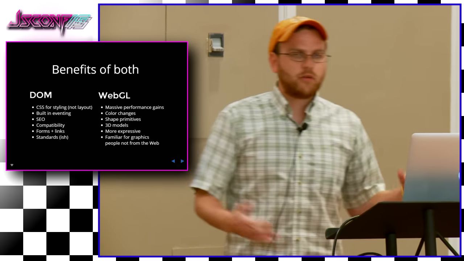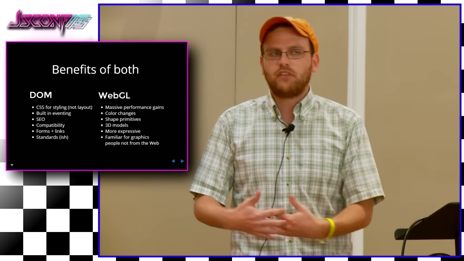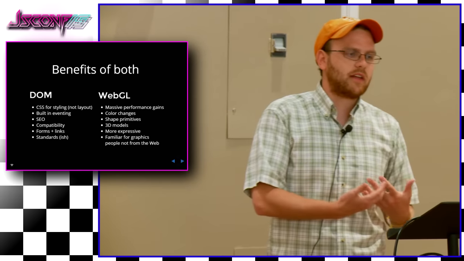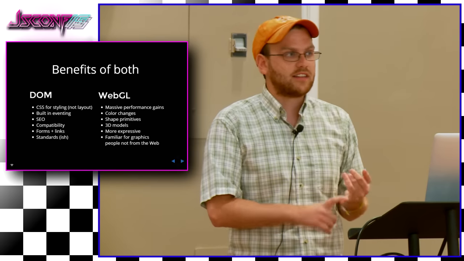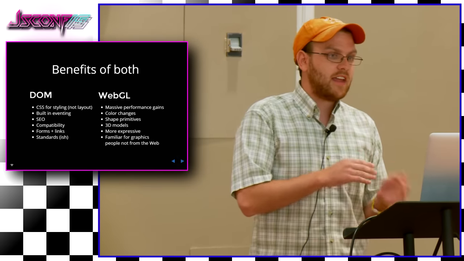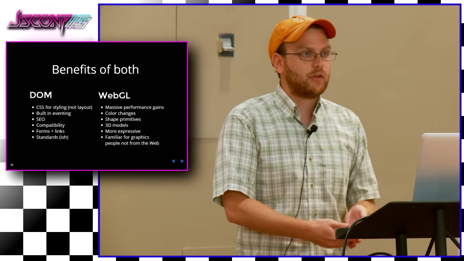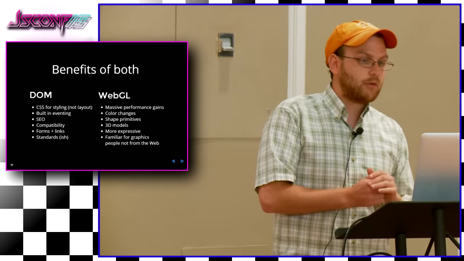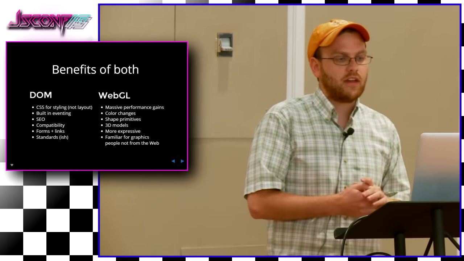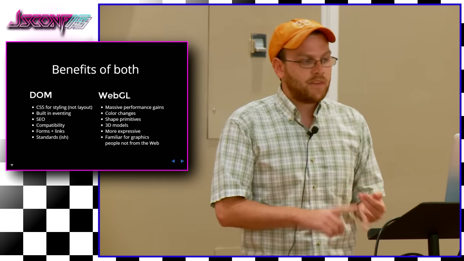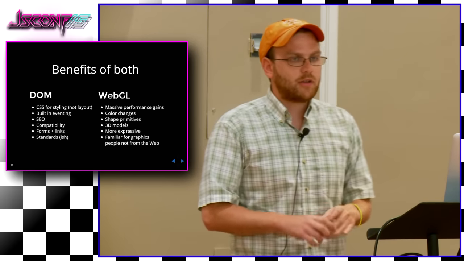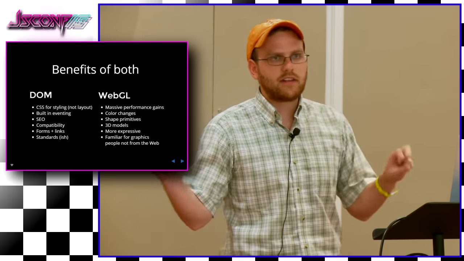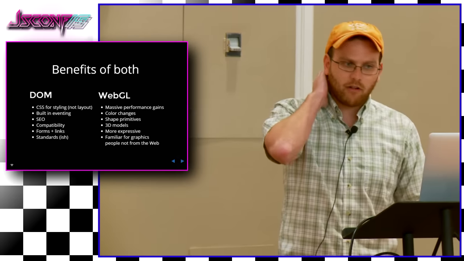So what we want to do is take the best of both of these rendering targets and use them in a single API. So what is the DOM really good for? The DOM is really good for CSS. CSS is iterating very fast. They're getting a lot of new stuff, and you can style really nice looking DOM with it. It's got a built-in eventing system. It's really good for search engine optimization. It's compatible. It's everywhere. You can have forms, links, and there are standards that try to get followed.